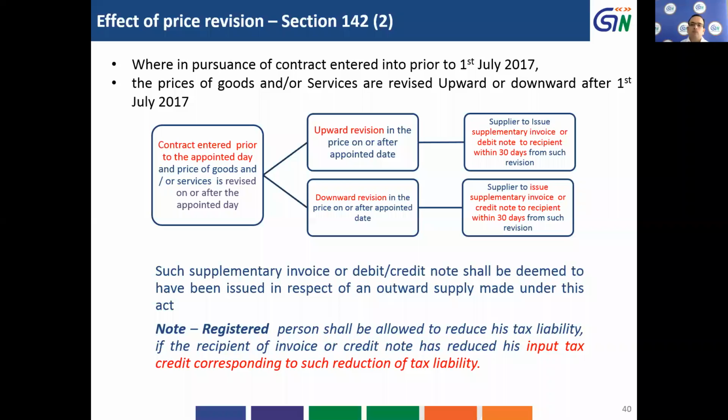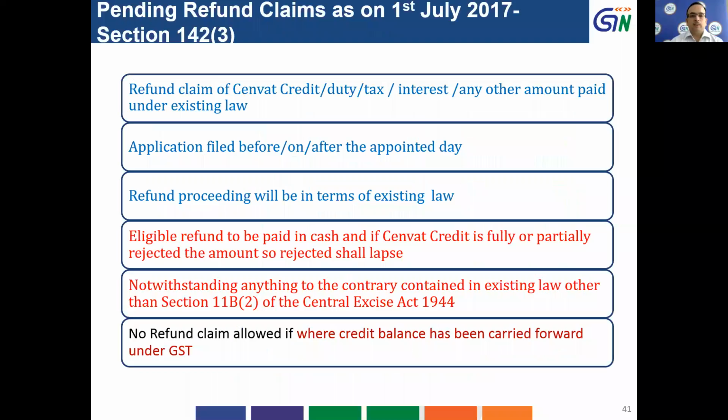Such supplementary invoice, debit note or credit note shall be deemed as if it is issued under the outward supply made under this Act. But the registered taxable person shall not be allowed to reduce his tax liability if the recipient of the invoice or credit note has already taken input tax credit and has not reversed it. So if credit has already been taken, then the liability of the supplier will not get reduced. So any credit note or debit note issued for the effect of the price revision is covered under section 142(2) of the CGST Act.